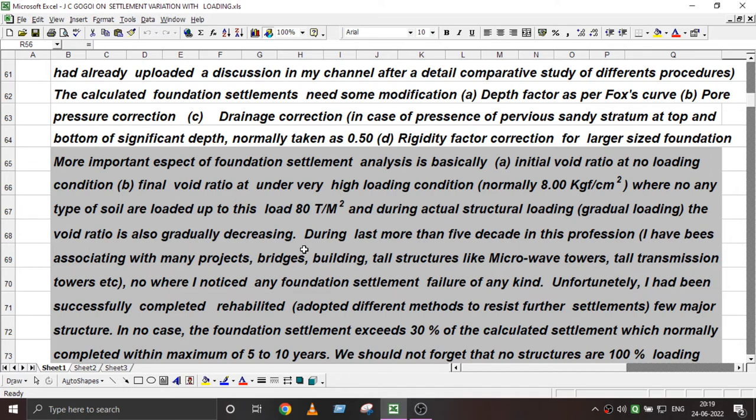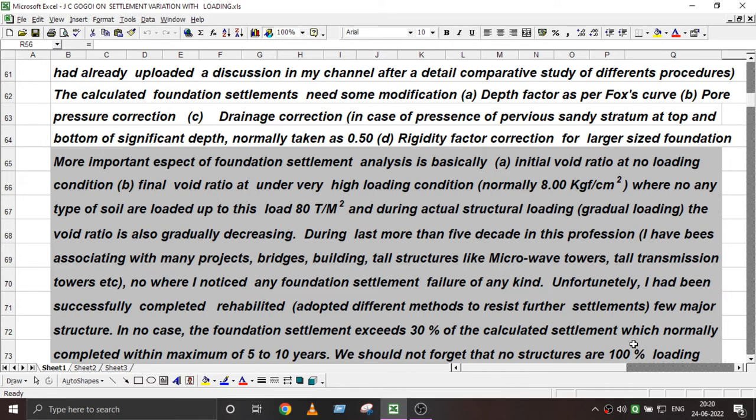Voids means settlement. If we calculate the settlement using Cc or mv on the basis of the decreasing void condition, then you will get quite good evidence that our calculated estimated settlement shall be less, and the actual settlement shall not be more than 30% of our estimated settlement.